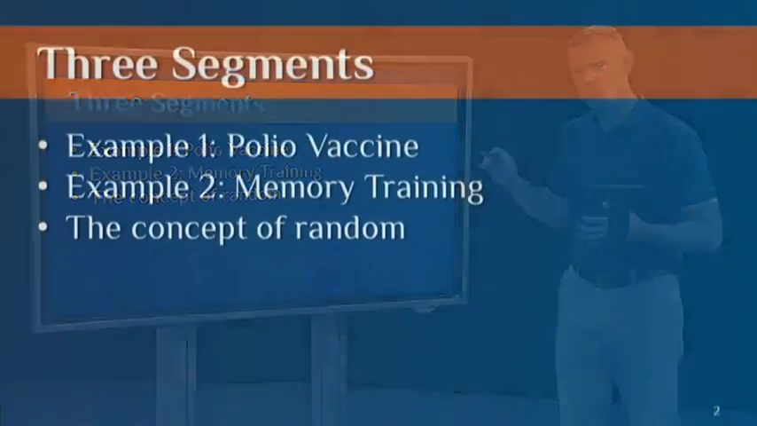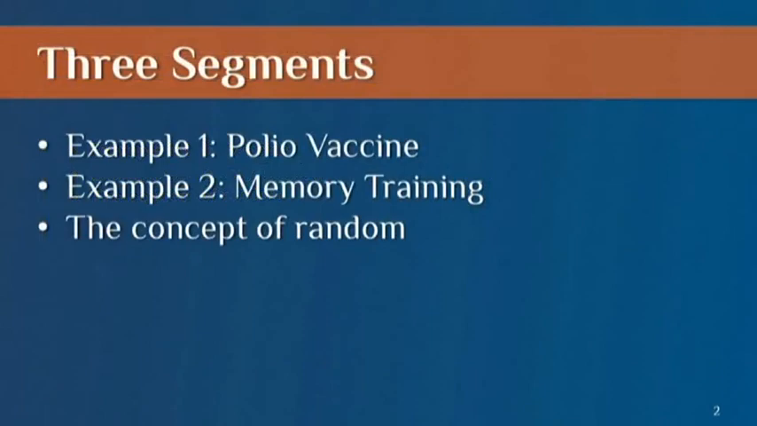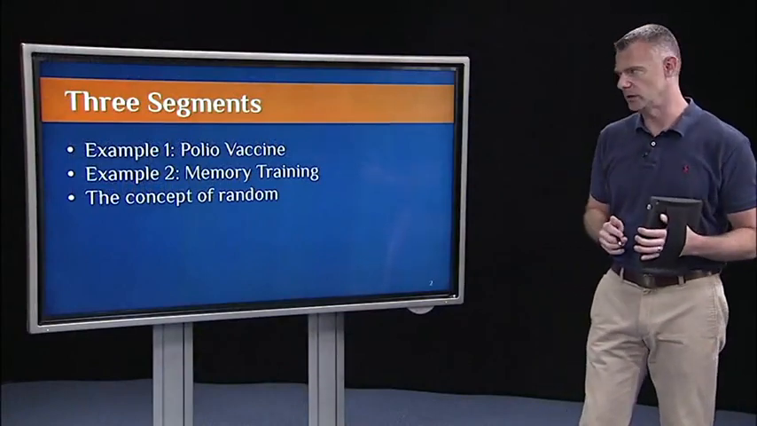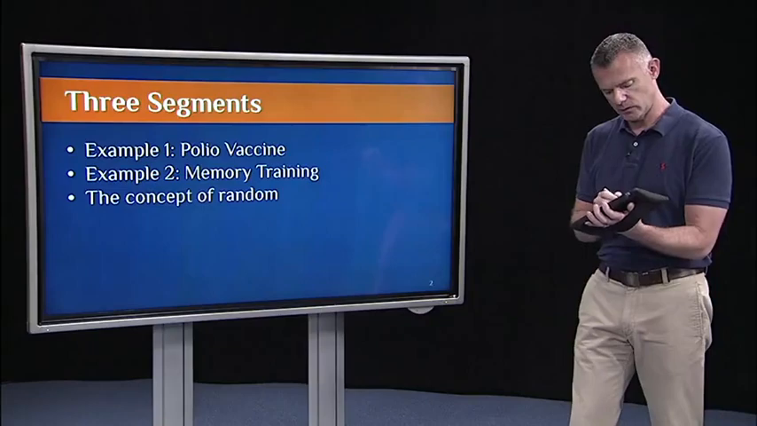The first one, I'll give you an example of experimental research in action, the polio vaccine trials. In the second segment, I'll give you another example, more recent research on working memory training. And then in the third segment, we'll talk more about this concept of randomness. You'll see an important aspect of experimental research is random selection from a population and random assignment to conditions. So let's go into this first segment.